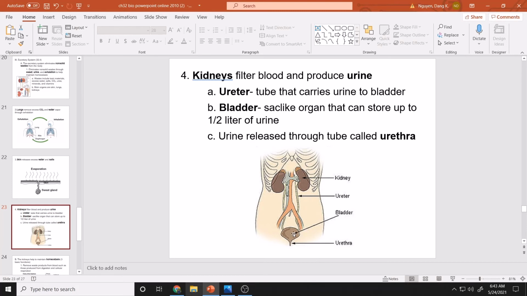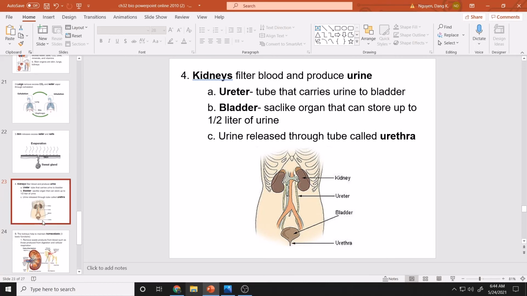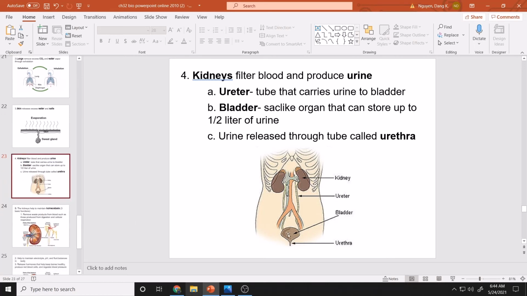And then urine is then passed through a tube called the urethra. So the parts for boys and girls are a little bit different, but everyone has these here. Okay, the kidney, the ureter, and the urethra.